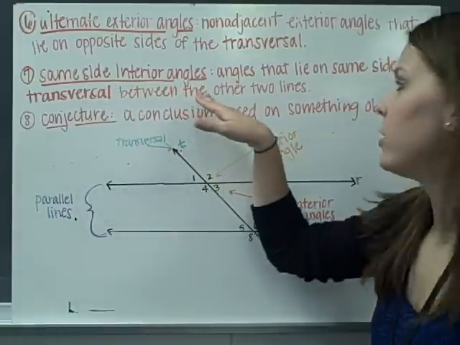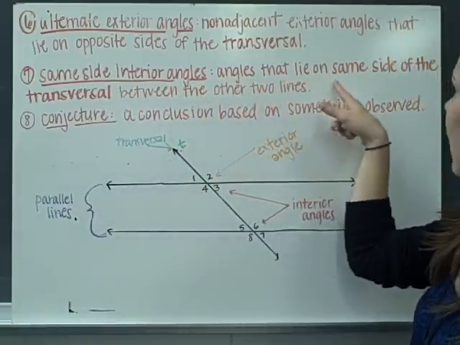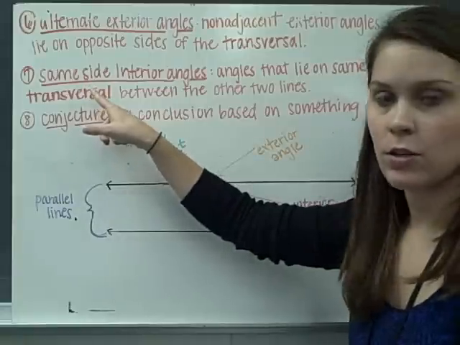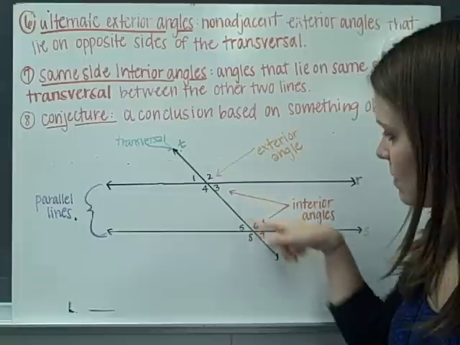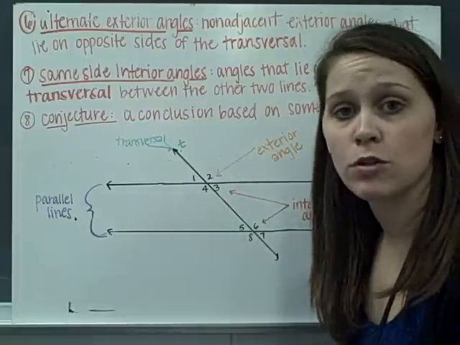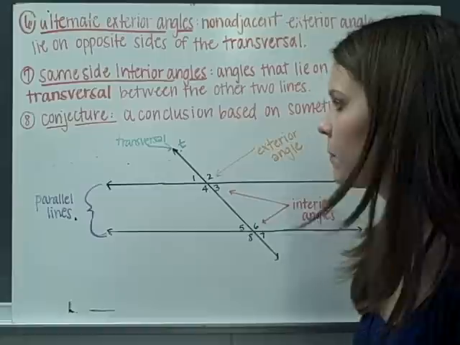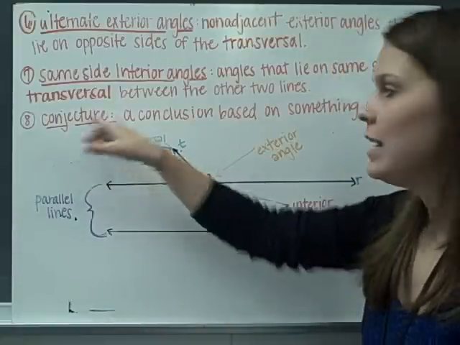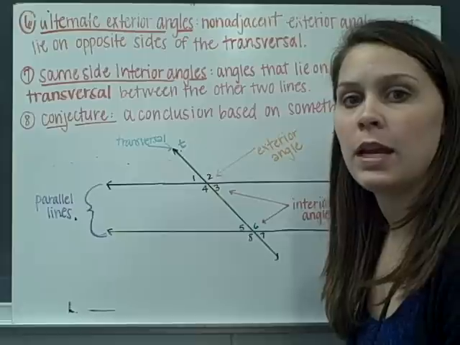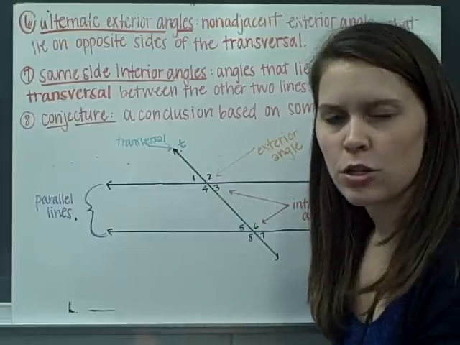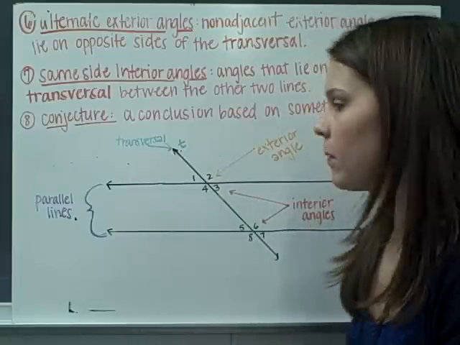Same side interior angles are angles that lie on the same side of the transversal between the other two lines. So they're on the same side of that transversal that's cutting your parallel lines. And a conjecture is a conclusion based on something observed. So you are going to be making conjectures throughout this entire unit.